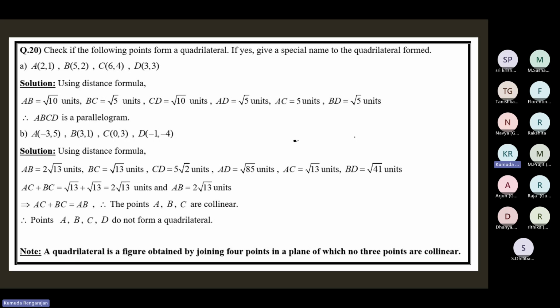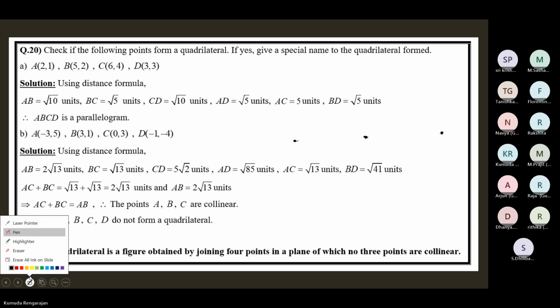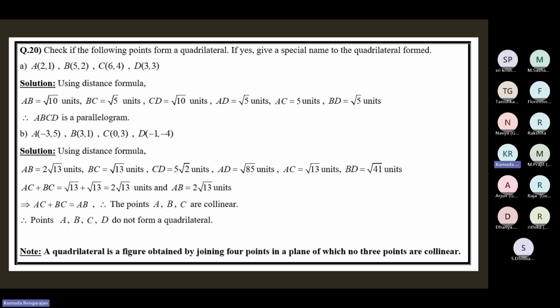If 3 points are collinear, no quadrilateral is formed. So that means if the sum of any 2 line segments is equal to the third one, that means some 3 points are collinear. If 3 points are collinear, no quadrilateral is formed.